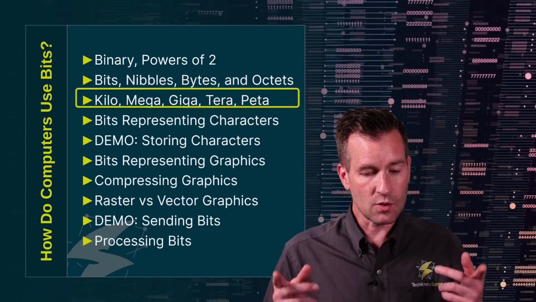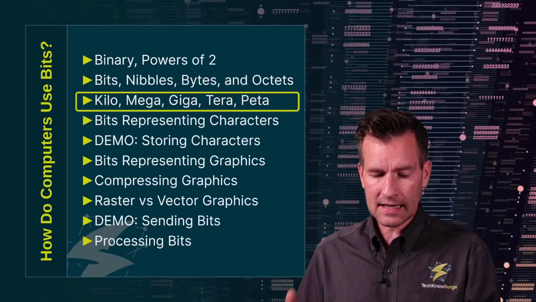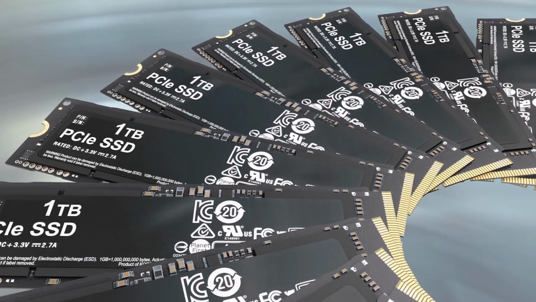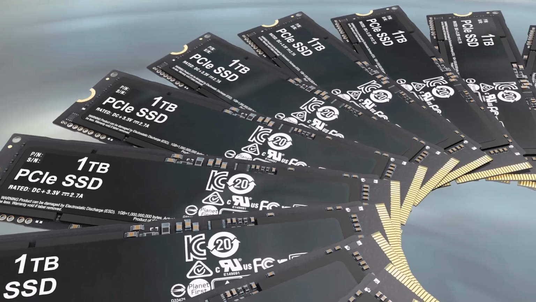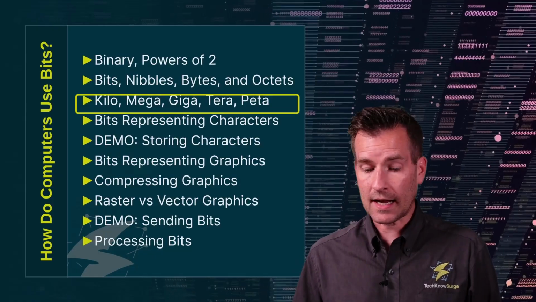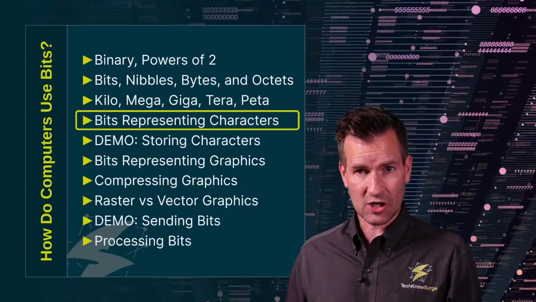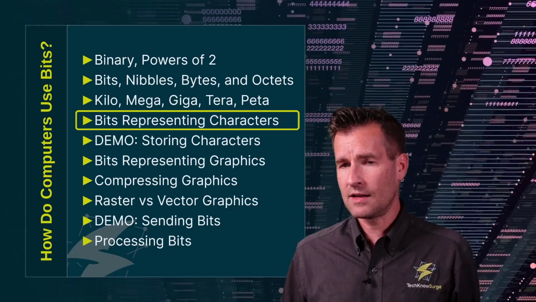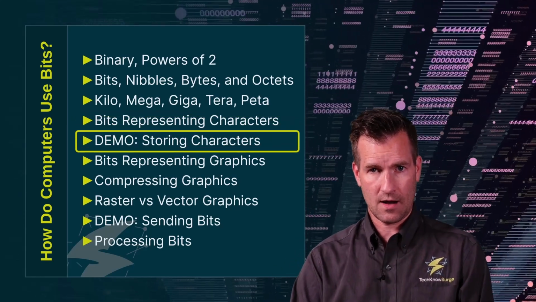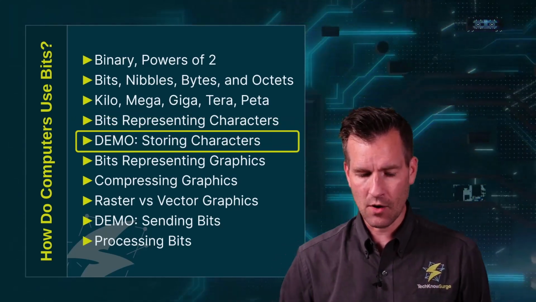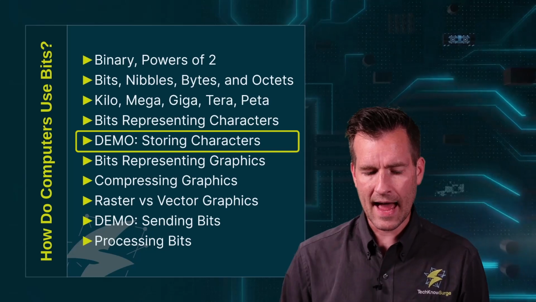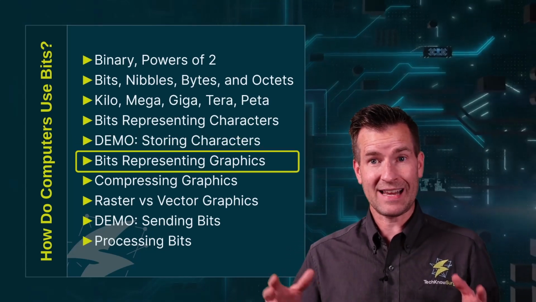Then we'll get into kilo, mega, giga, tera, and peta, which is also a measurement of bits, and we'll see how that's applied. We'll talk about how bits represent different characters like the alphabet. We'll get into how we store different characters, and I have a little demo on how we're going to explore that. Then we'll get into bits representing graphics.